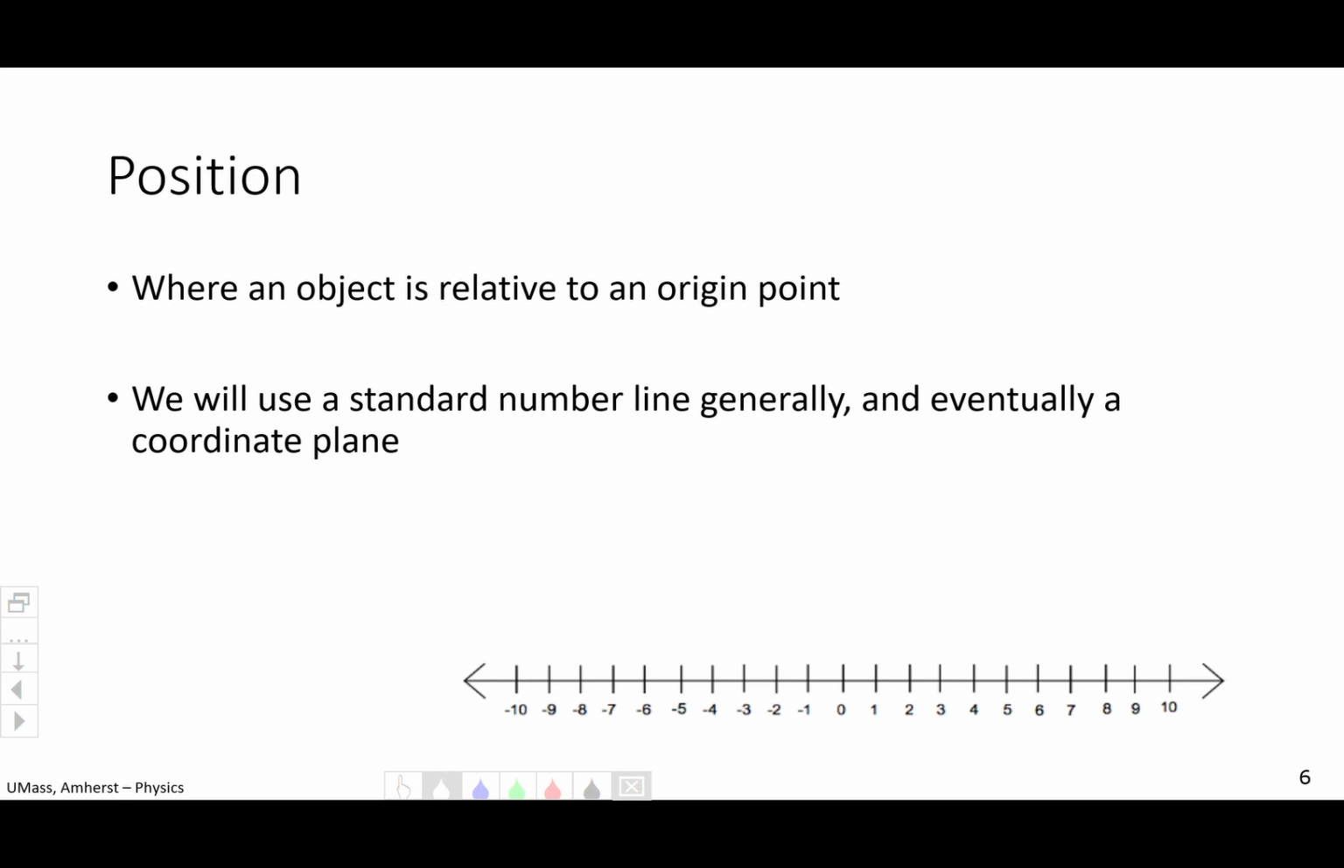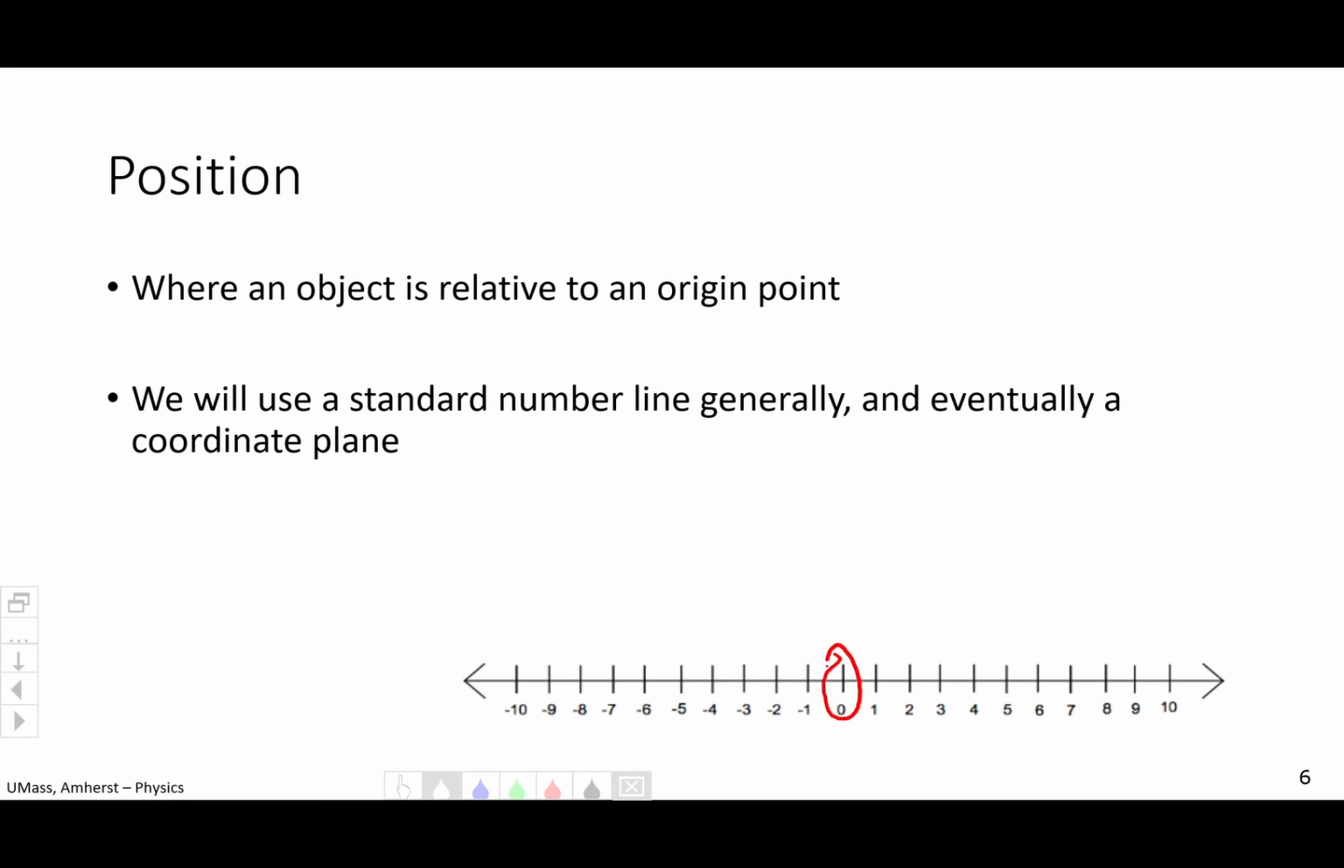So we're going to use the standard number line generally. Eventually we'll use a coordinate plane instead. But if you're going to define an object's position, that position only has meaning relative to a particular point. So for us in this number line here, when we look at the origin, the 0 mark, all the other positions are measured relative to that 0 mark.